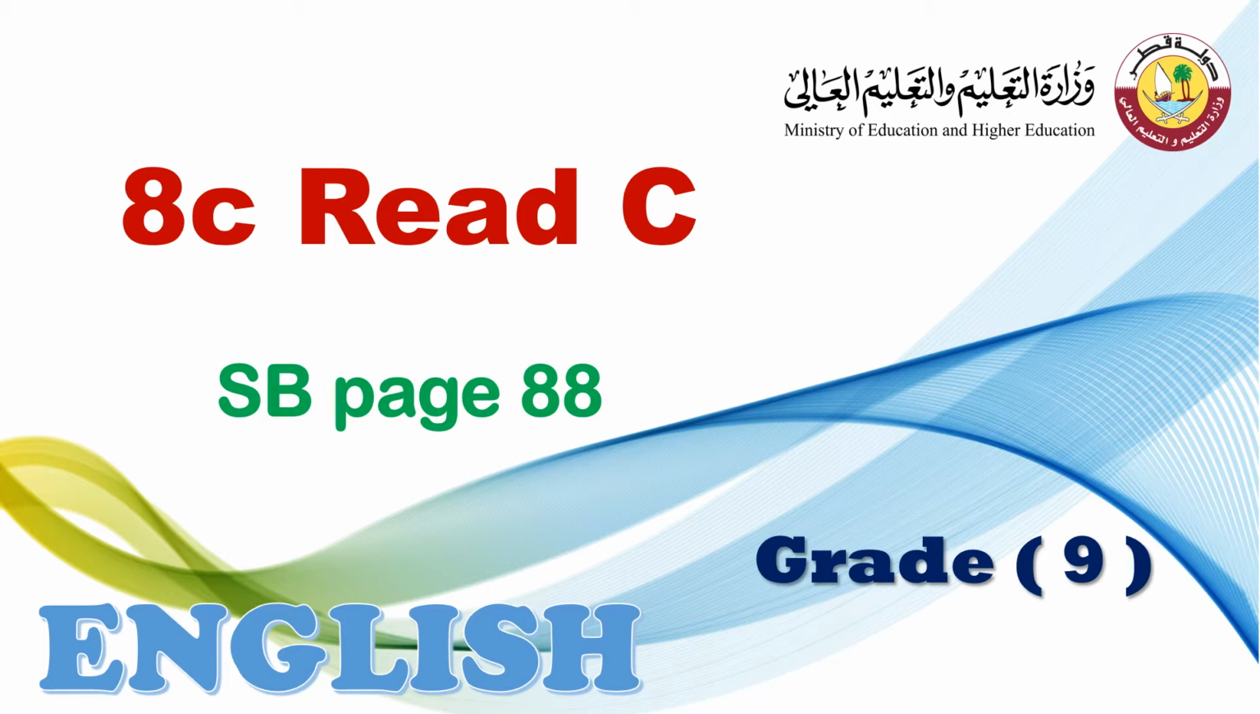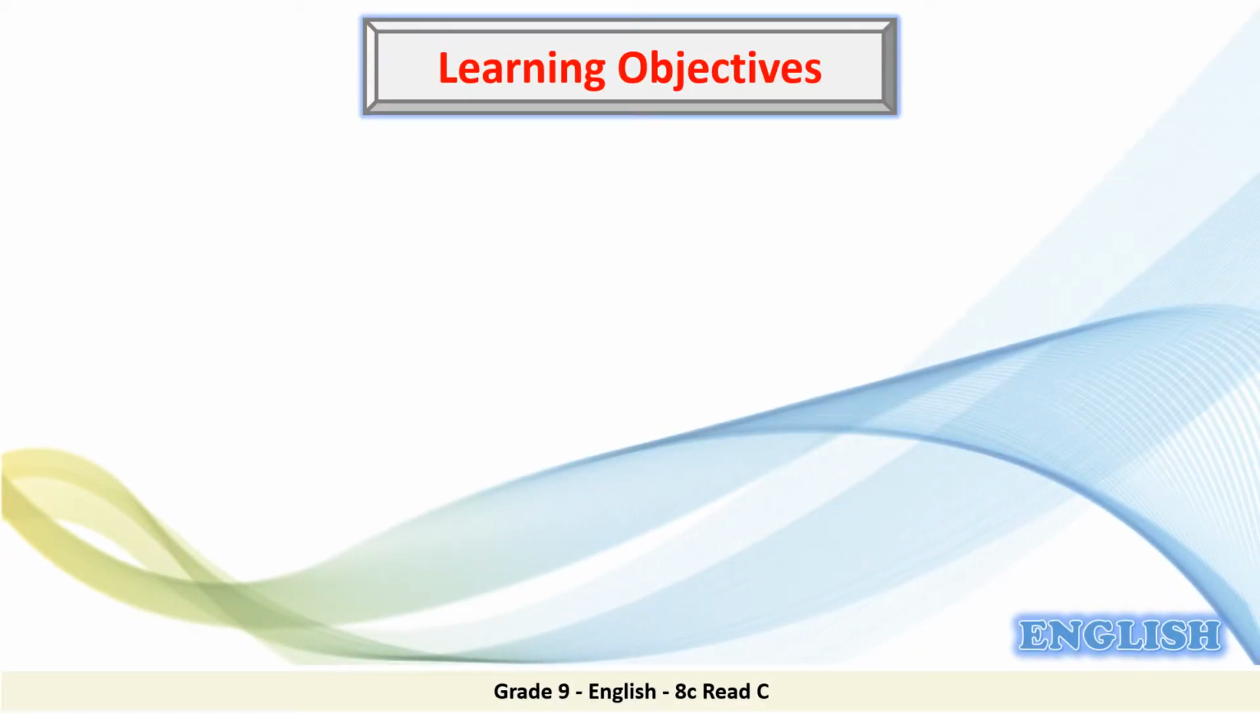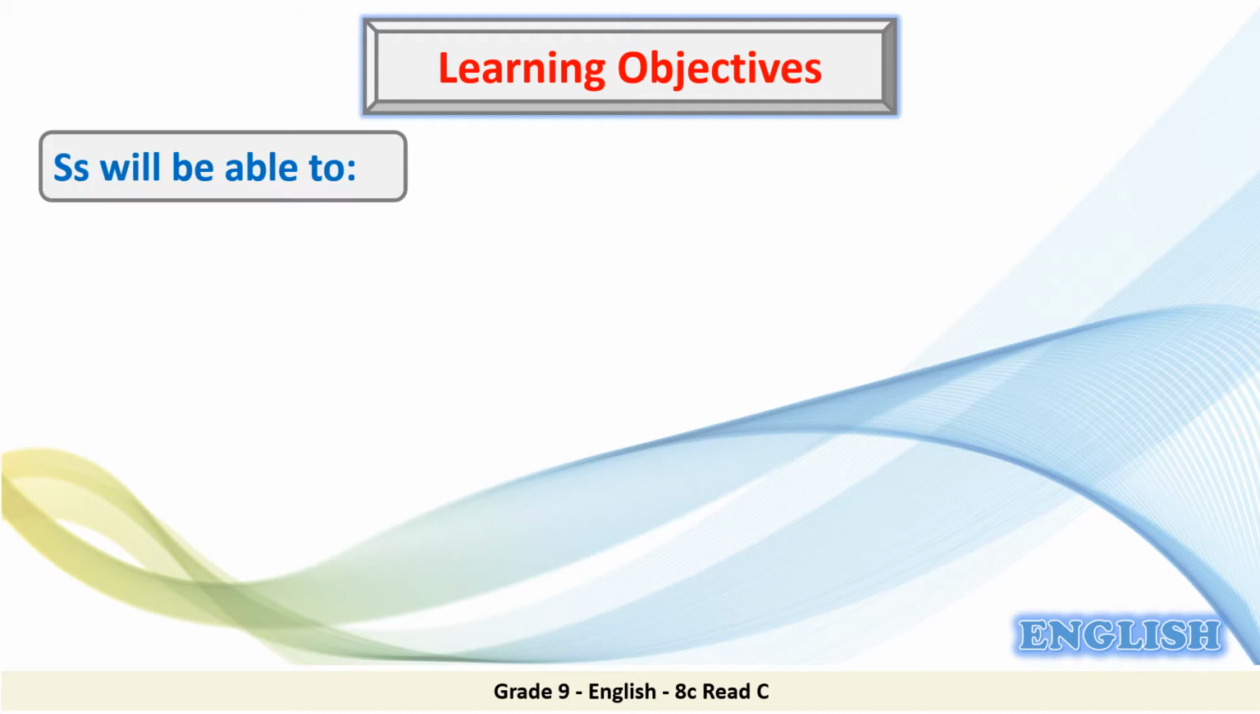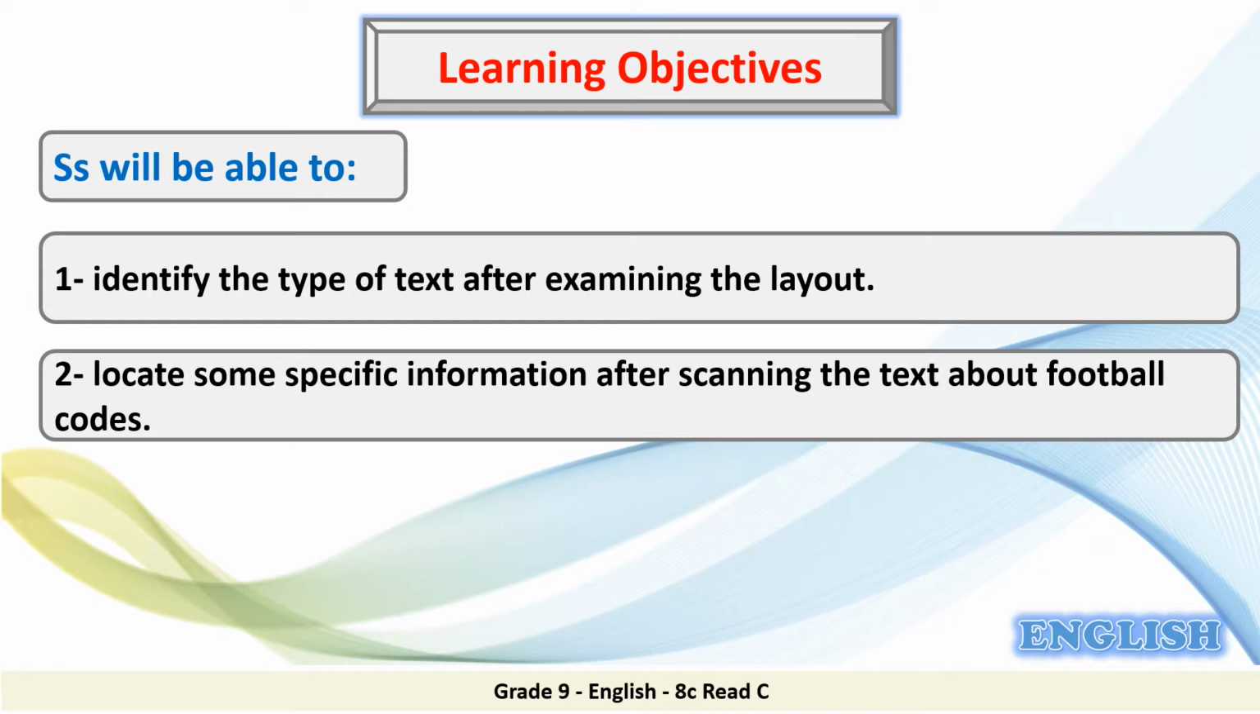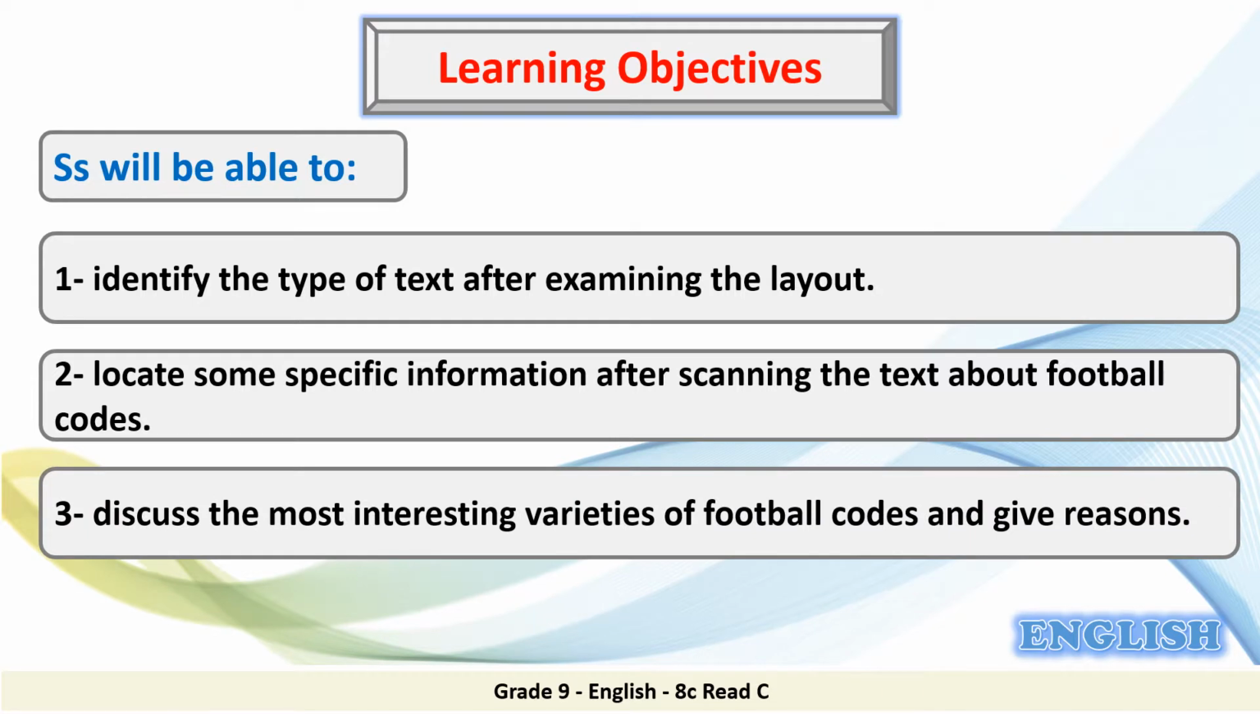Our lesson today is 8C, Read C, Students Book, page 88. Let's start first with our learning objectives. At the end of the lesson, the students will be able to: 1. Identify the type of text after examining the layout. 2. Locate some specific information after scanning the text about football codes. 3. Discuss the most interesting varieties of football codes and give reasons.